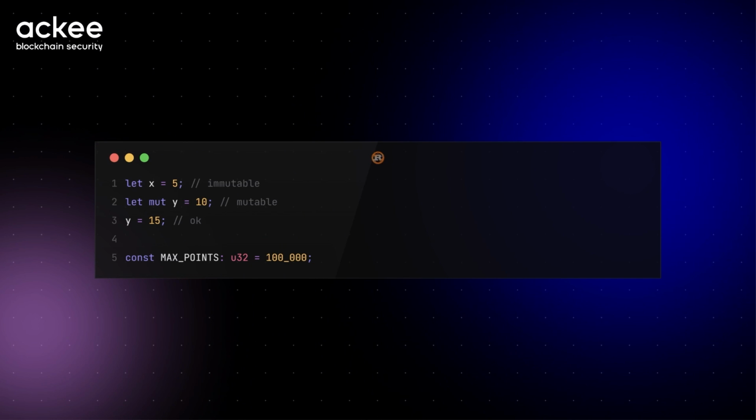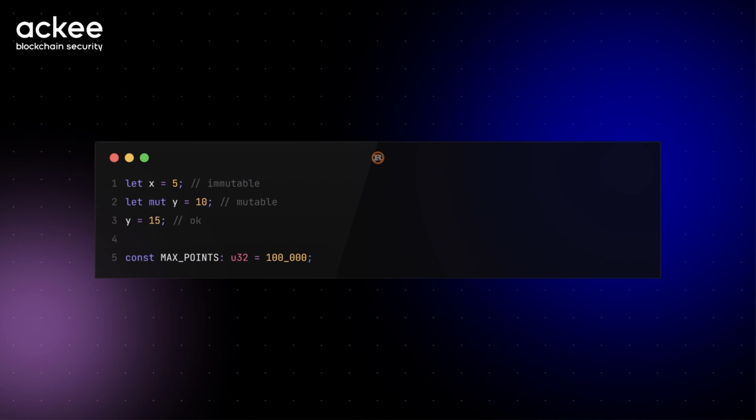In the code, you can see a few lines. The first line defines the variable called x, which will equal 5. The second one is really similar, but it also contains the mut keyword that specifies that the variable is mutable. You can see it on the third line, where we assign 15 to the second variable. That's why we are talking about mutability or immutability, and all of the variables are immutable by default.